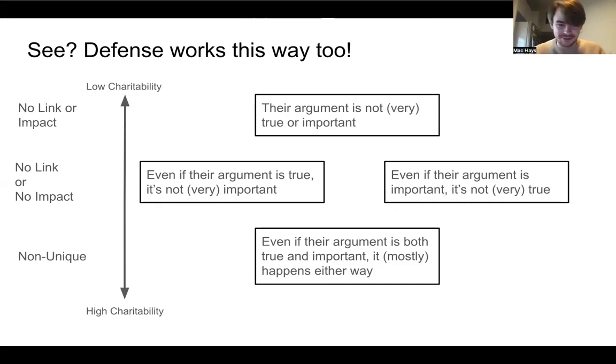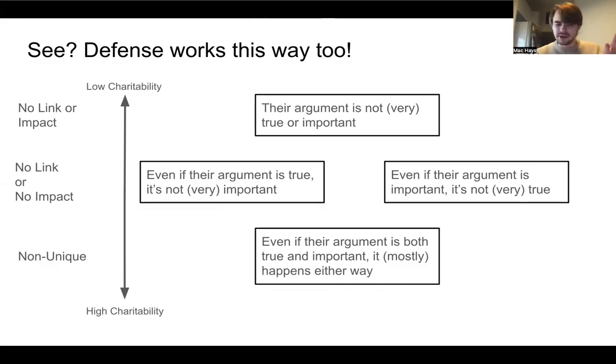It should, if it is also weighing. So let's examine that. This is sort of a weird example, and you can rearrange it a little bit. It's not perfect, but you could think about it like this: maybe a no link or no impact argument. If you say that there's both no link and no impact, this is very low charitability, right? You're saying their argument is not true or important. If you say, okay, fine, maybe I'm only going to run no link, you can say even if their argument is important, it's not very true. Or, with no impact, even if their argument is true, it's not very important.